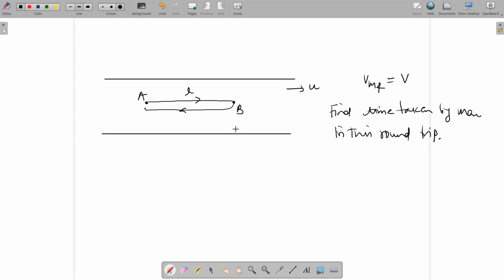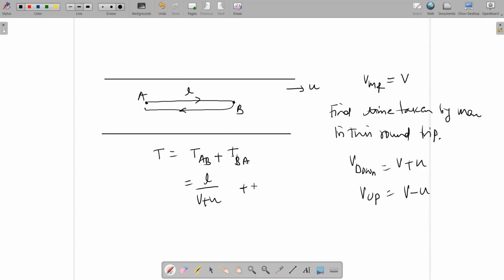Now see, the total time taken would be how much? The time when this man comes from A to B, and again when this man goes from B to A. Coming from A to B is downstream, in the direction of flow of the river, and going from B to A is upstream. So the velocity in downstream is velocity of man plus velocity of river, and the velocity in upstream will be velocity of man minus u. Of course, the velocity of man needs to be higher than the velocity of river, otherwise how can he come back from B to A? So the time taken would be L upon (v plus u) plus L upon (v minus u). This is the time taken by the man in the round trip. Understood?